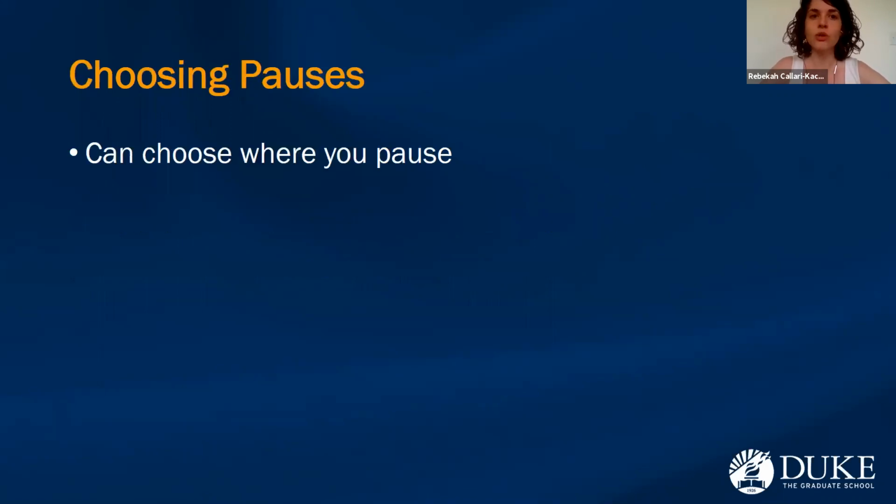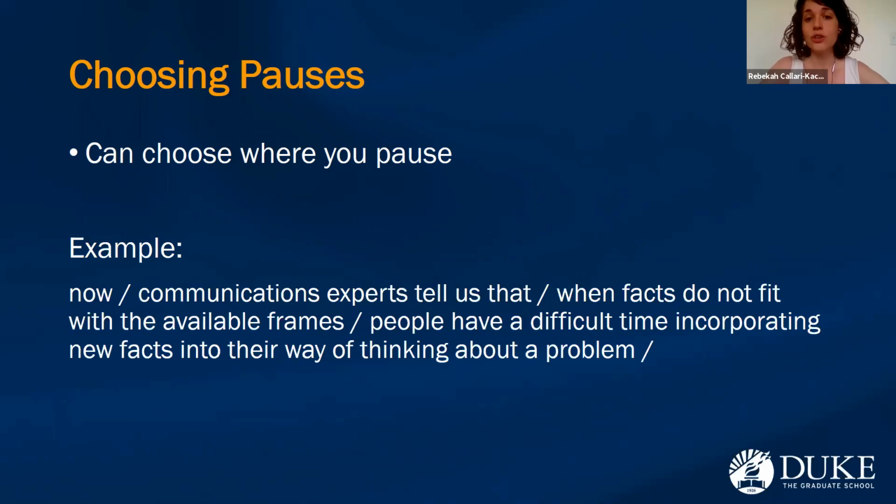In general, when choosing thought groups, you can choose where you pause. So oftentimes, for a given sample of speech, there are multiple correct ways to say it or appropriate ways to say it. So here's one example. "Now, communication experts tell us that when facts do not fit with the available frames, people have a difficult time incorporating new facts into their way of thinking about a problem." This is the correct way of saying this, but there are other ways that it could be said.